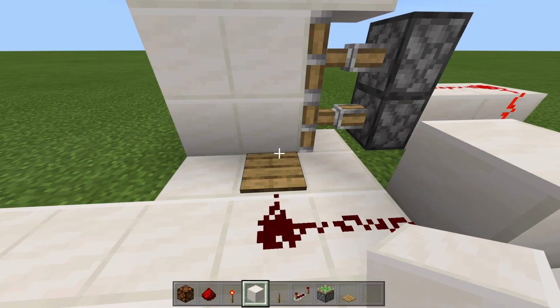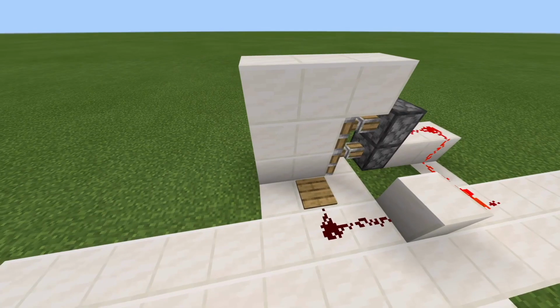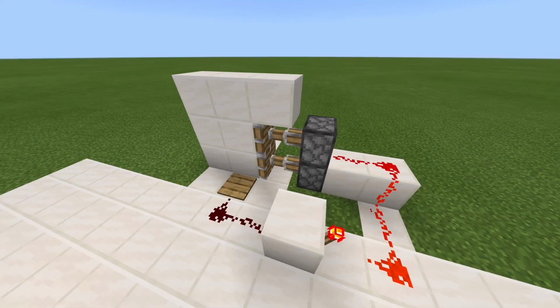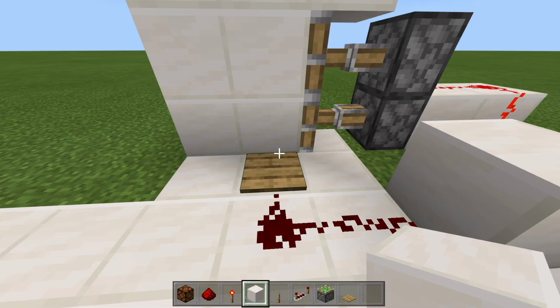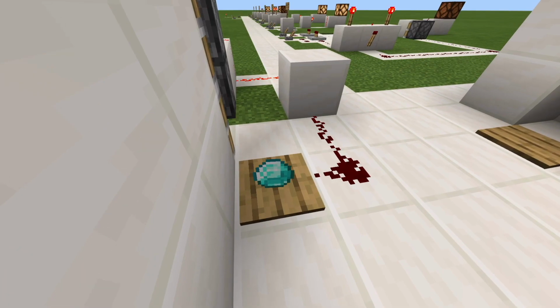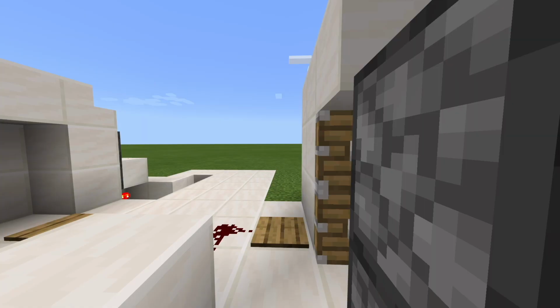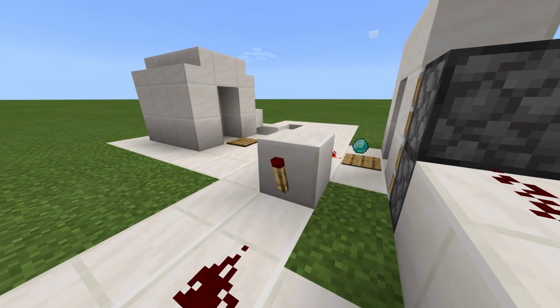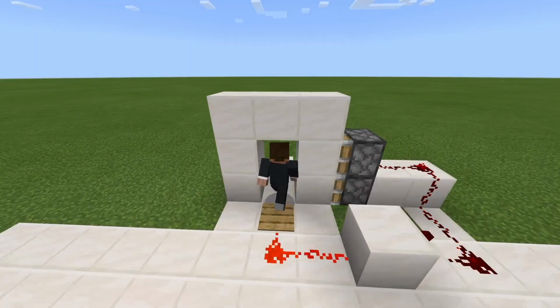When nobody is standing on the pressure plate, the input is 0, and due to the NOT gate, this means that the output is then 1. This means that the pistons are powered and become closed. When we stand on the pressure plate, the input becomes 1, and the NOT gate changes the input to 0, and so the pistons become unpowered and we can walk through.